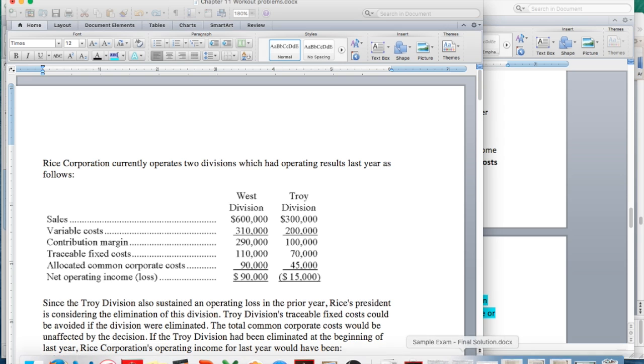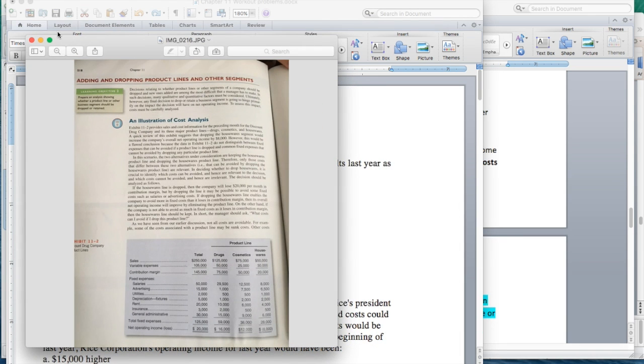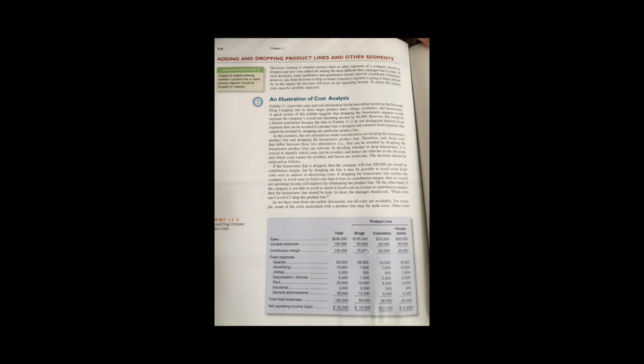In the book, it gives you an example. I'll try to make this bigger. On page 518 it gives you this product line, housewares, that has this negative $8,000 already. So they're thinking, what should we do about this segment? Should we drop it or should we not drop it? We can see their contribution margin is $20,000. So we're going to lose out on that contribution margin if we drop this segment. I see that as a kind of a negative.